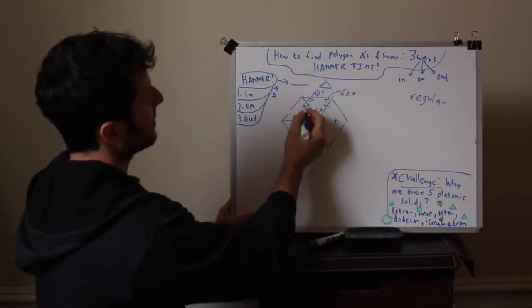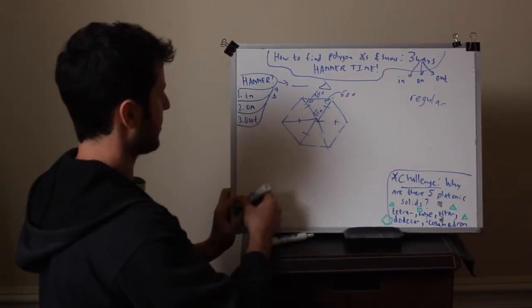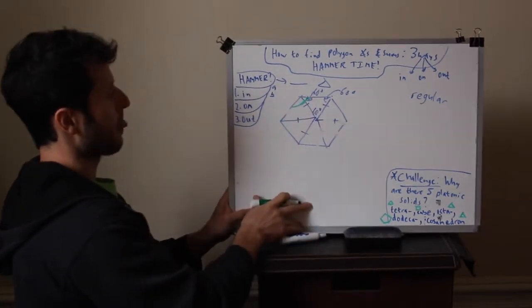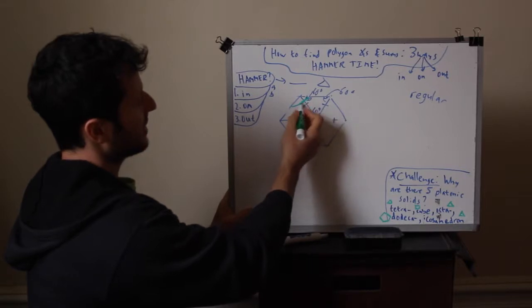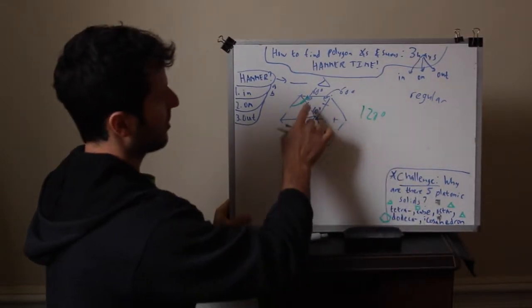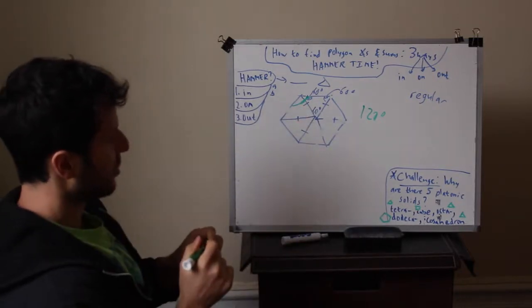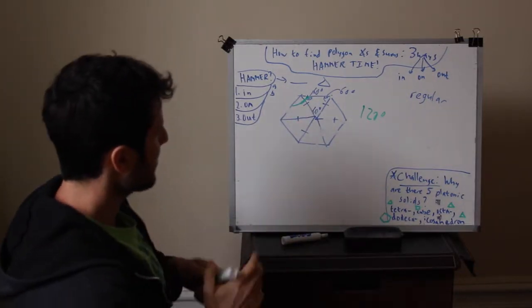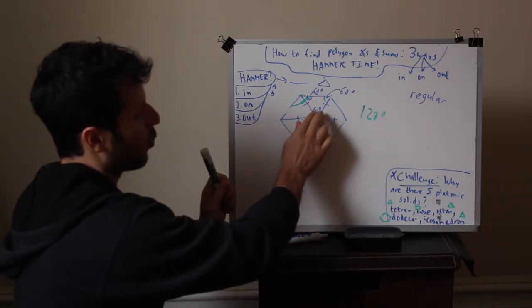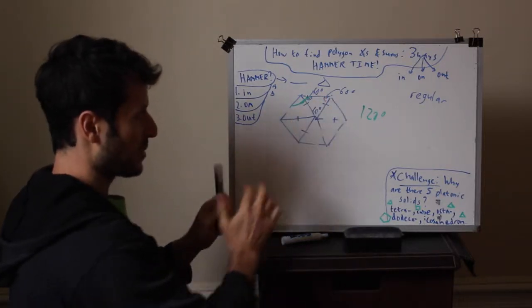And since we care, let's say about, let me do it a different color, we care about this entire one, then that would just be 2 times 60, so that would be 120 degrees. That would be our interior angle for the polygon. Now, so that was 1A. We basically chopped it from the very center and worked our way out through the triangle.